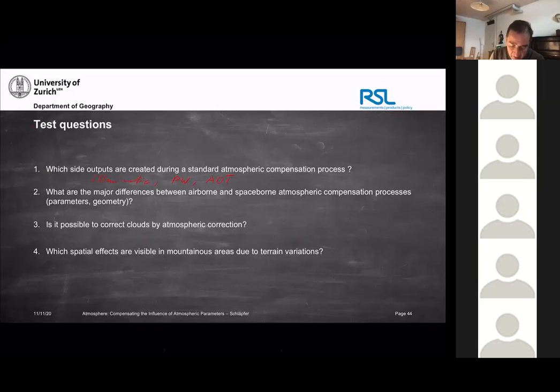Major difference between airborne and spaceborne: airborne has more. That's flight altitude plus angle.